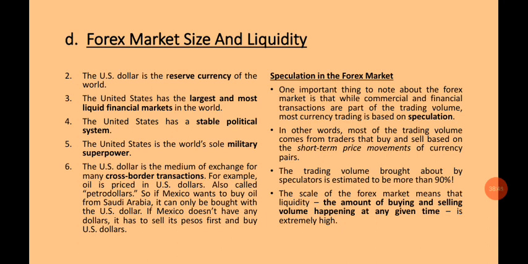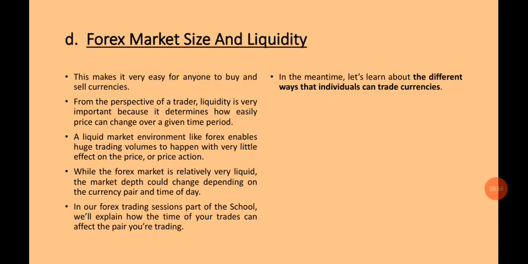The scale of the forex market means that liquidity, that's the amount of buying and selling volume happening at any given time, is extremely high. This makes it very easy for anyone to buy and sell currencies. From the perspective of a buyer, liquidity is very important because it determines how easily price can change over a given period. A liquid market environment like forex enables huge trading volumes to happen with very little effect on the price or price action.